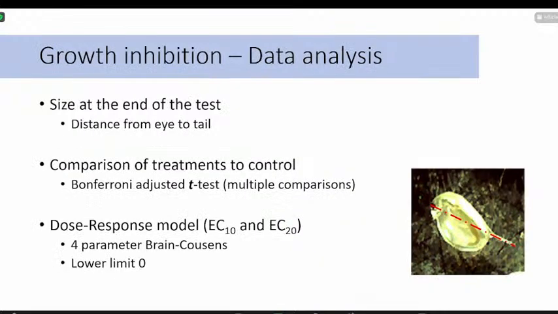So then our next endpoint was the growth inhibition. For this, we measured the length of the Daphnia, from their eye to the end of the tail. And I compared the treatments to the control. For this, I used the Bonferroni adjusted t-test, which is a correction for multiple comparisons. And I fit the data to obtain an EC10 and EC20. I used the 4-parameter Brain-Cousens model, and I fixed the lower limit. Well, I didn't fix it. This model has the lower limit fixed to 0.